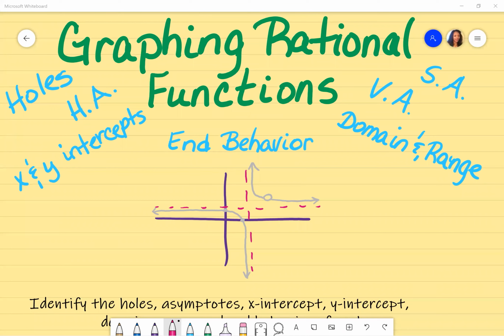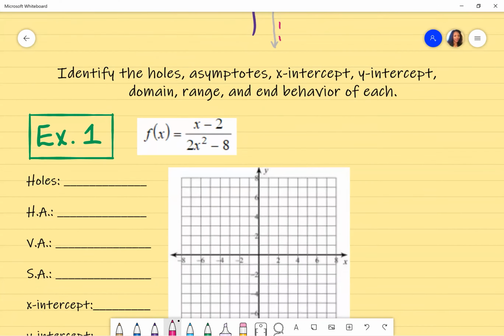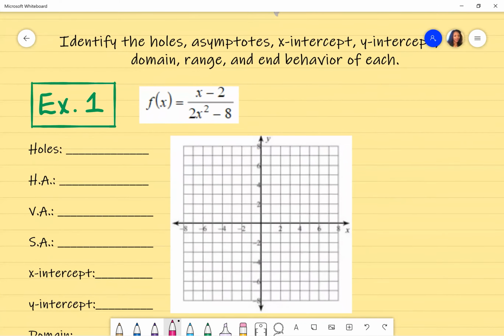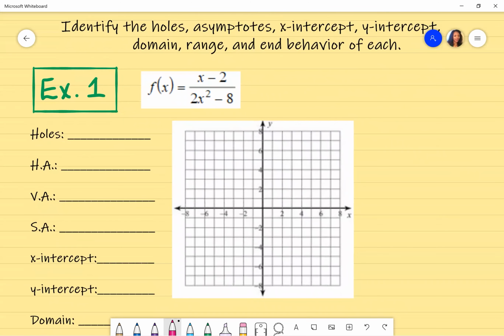This video will be discussing graphing rational functions. I am going to identify the holes, asymptotes, x-intercepts, y-intercepts, domain, range, and end behavior of each based off of the directions. And I'm going to graph once I'm finished.